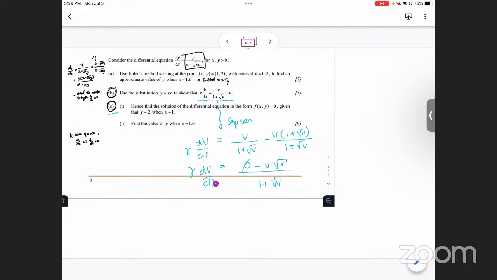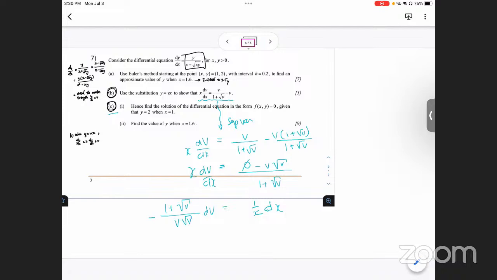Now, the reason why I combine these two into this is so that it'll be easier to deal with later. Okay, so I'm going to do the separation. Separation should look like this. So 1 over x dx, there's my x on the right-hand side. And on the left-hand side, I'll have my dv and 1 plus root v over minus v root v.